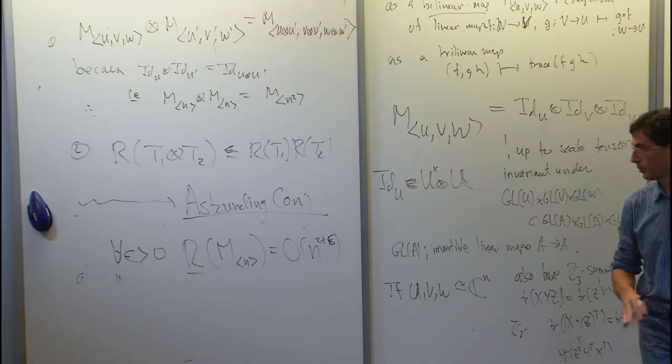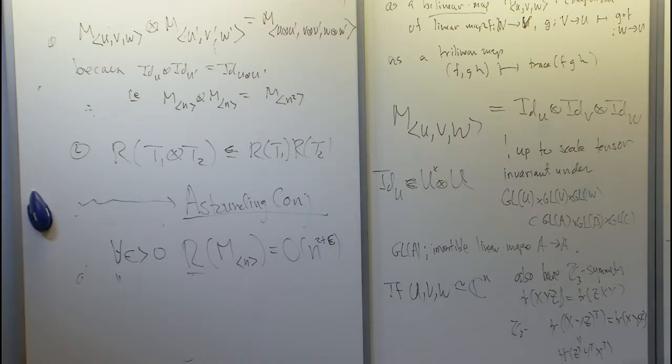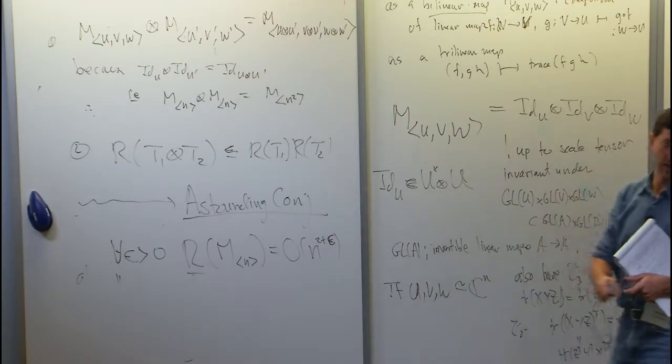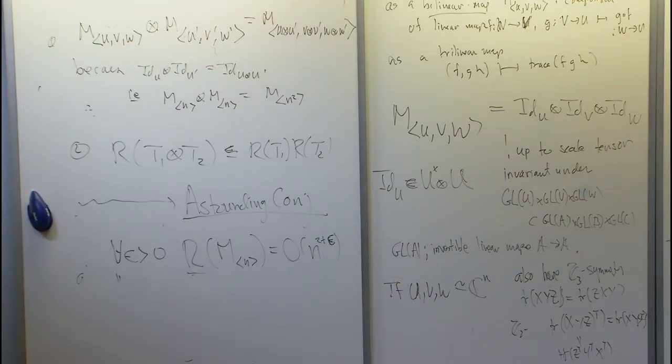You mean epsilon? I didn't tell you that there's a constant, right? So you can make the constant 10 bazillion if you have to.